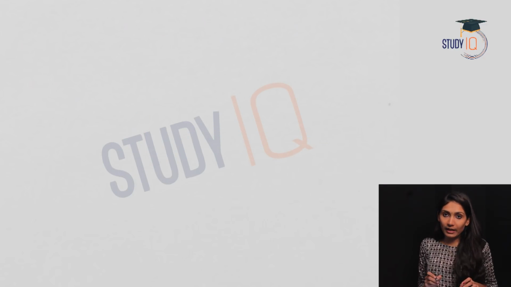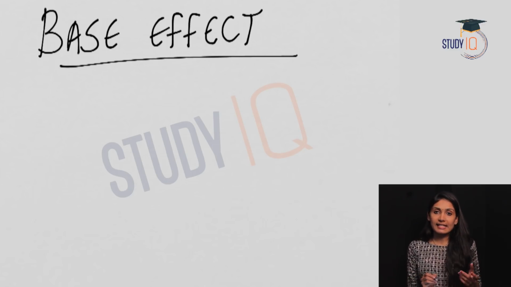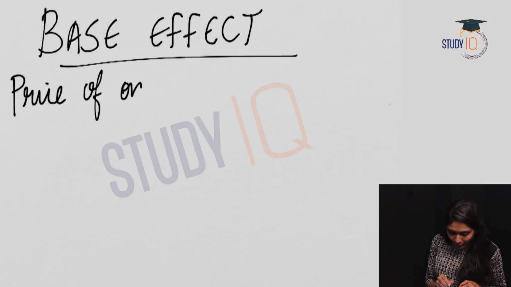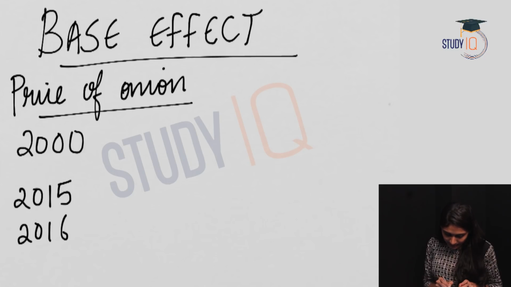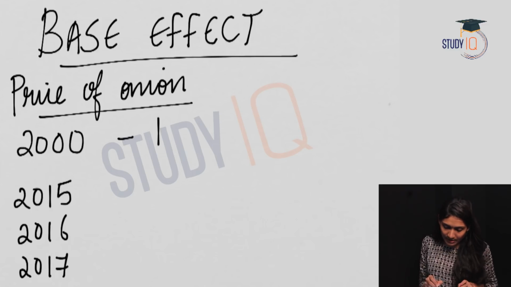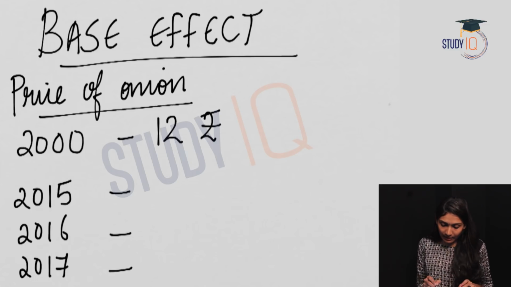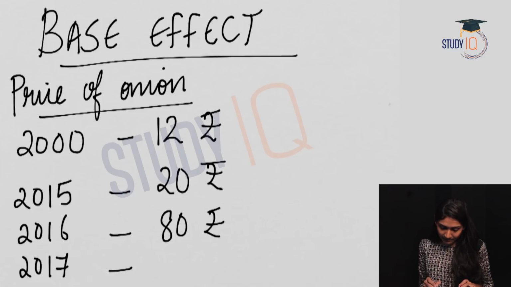Now let us discuss another concept, the base effect. To understand the concept of base effect, let us take an example. The price of onion. Let us take the price of onion in the years 2000, 2015, 2016 and 2017. Assume that the price of onion in 2000 was 12 rupees. In 2015, the price was 20 rupees. In 2016, the price jumped up to 80 rupees. And in 2017, the price is 76 rupees.